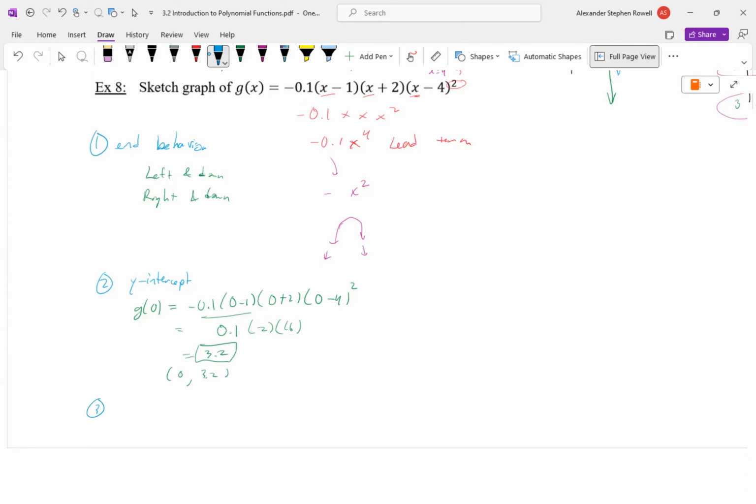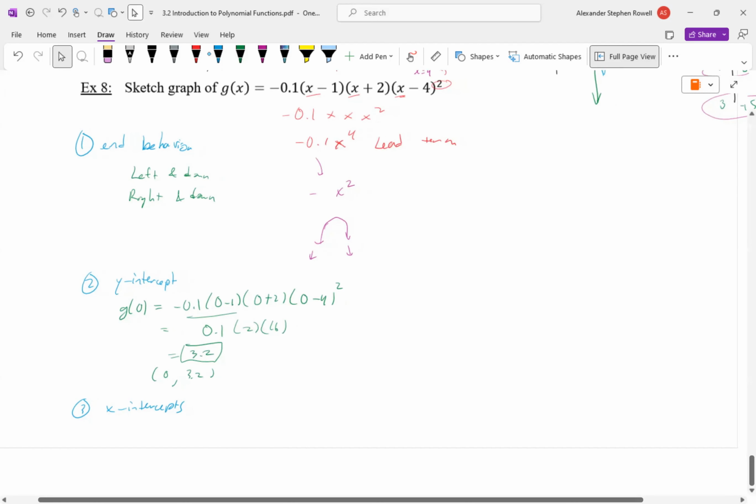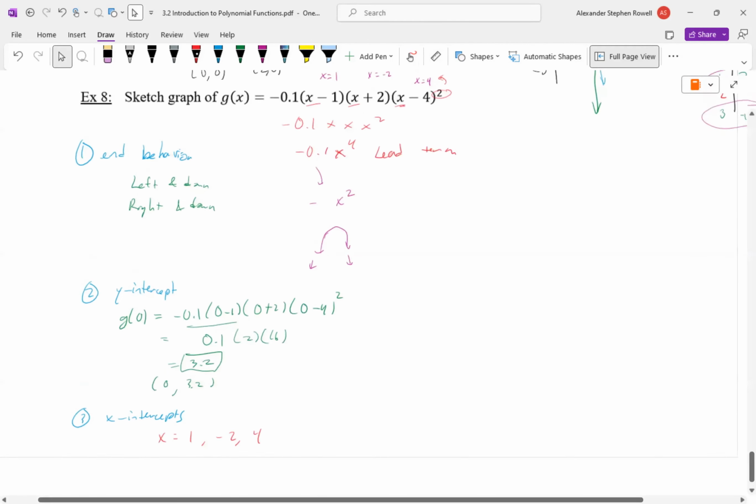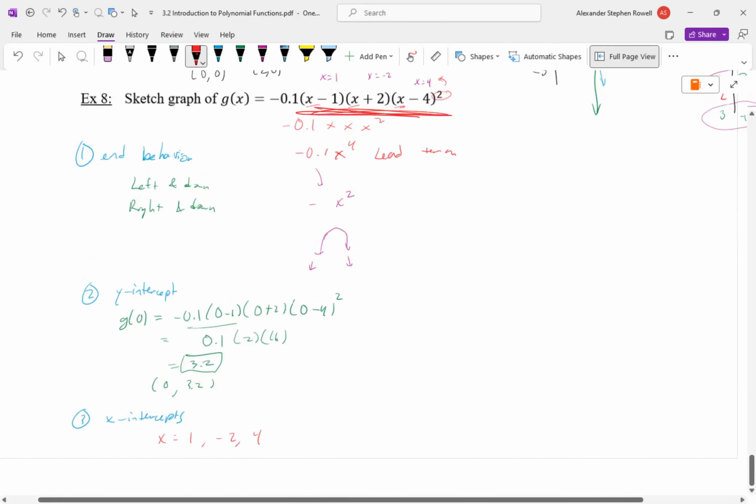Step 3, we need to find the x-intercepts. Yeah, just the zeros. So what are they? You agree with that? That's based on setting this equal to 0 and using the zero factor property. The zeros are 1, negative 2, 4.